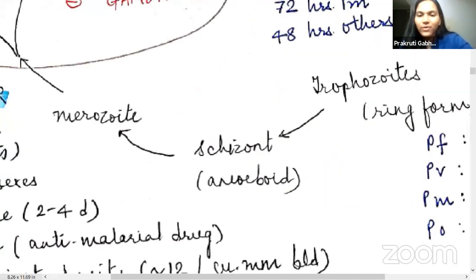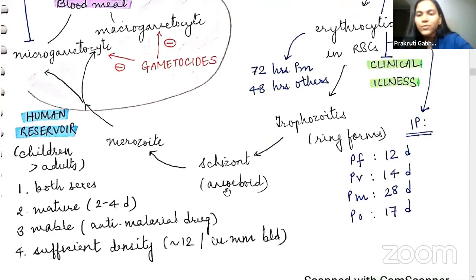So in Plasmodium falciparum, it lasts for 12 days. For vivax, it is 14 days. For malariae, it's 28 days. And for ovale, it's 17 days. So we've done quite a few dates.